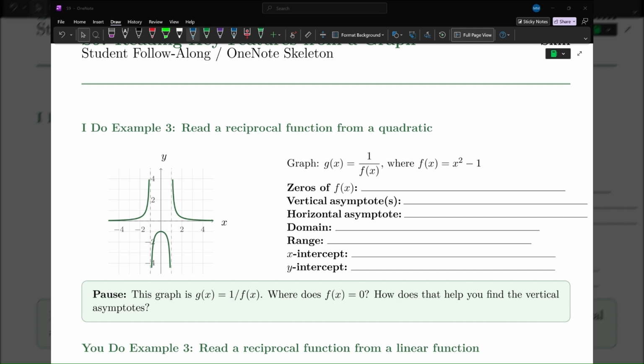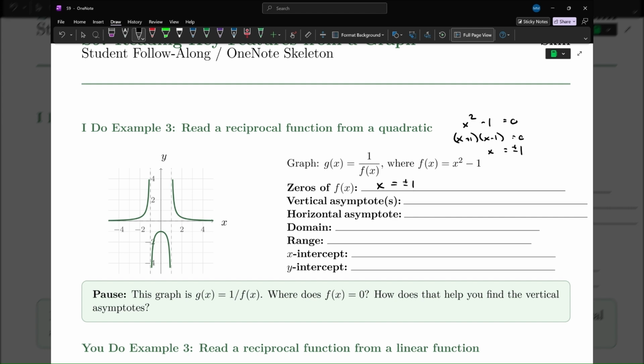So first of all, what are the zeros of f? So f, I can see, is x squared minus 1. Because I have the function, I'll say, well, x squared minus 1 equals 0. I know it's (x plus 1)(x minus 1) equals 0. So x is plus or minus 1. So my zeros are x equals plus or minus 1.